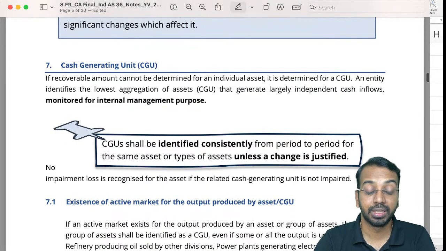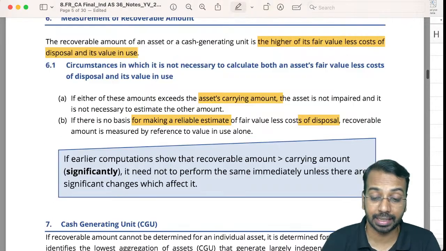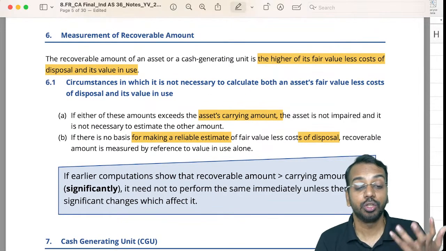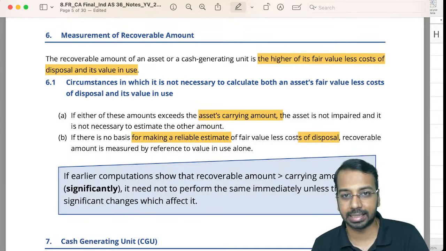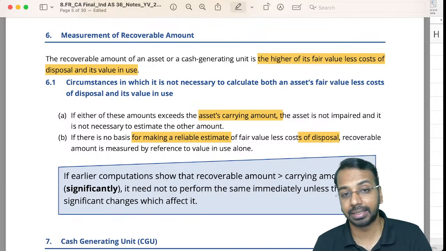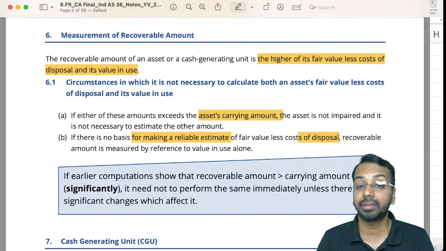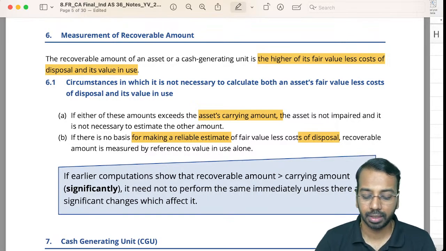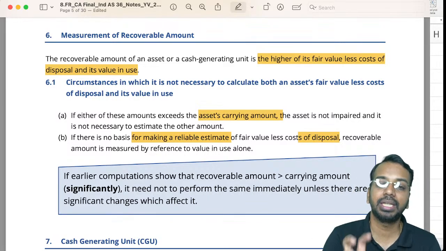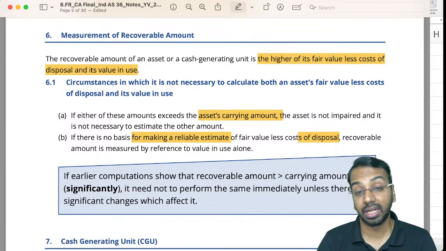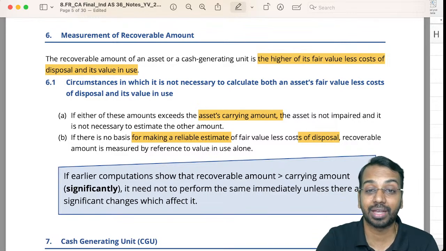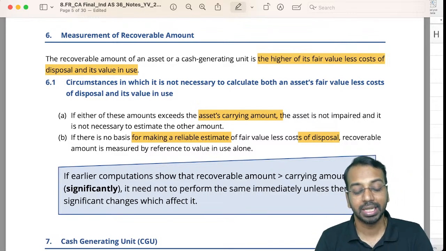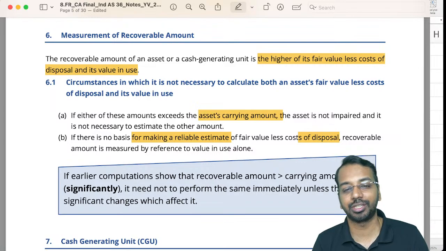Now, recoverable amount you can calculate for an asset, but in some cases you may not be able to calculate the recoverable amount for a standalone asset, right? For example, let us say there are three machines in a factory. All three machines are used in manufacturing a single product. Now, I cannot say this one particular machine has a specific amount of value in use, because cash flow is generated by all the three machines together.